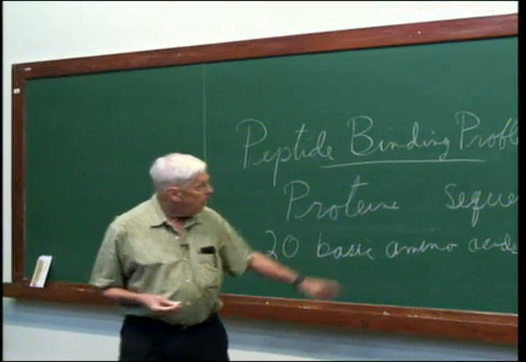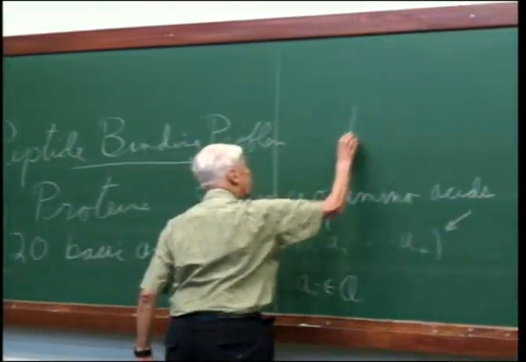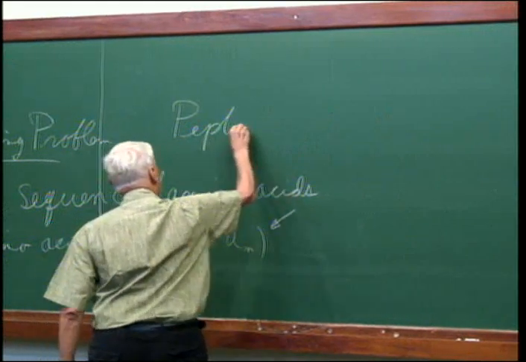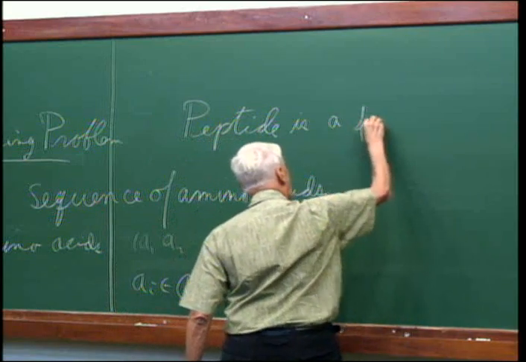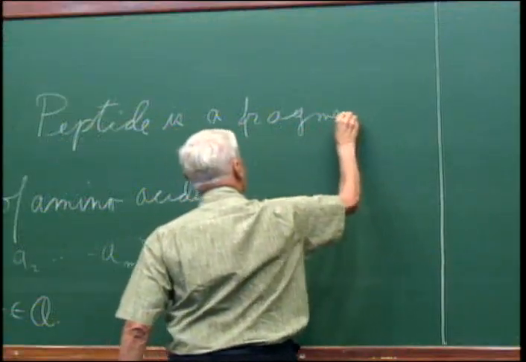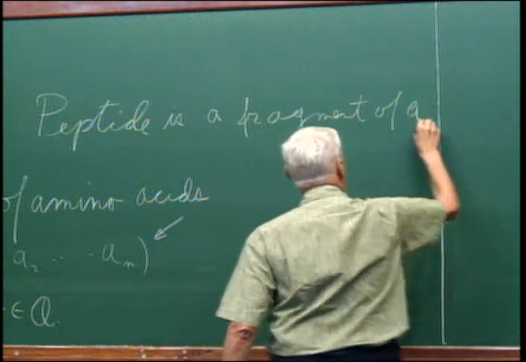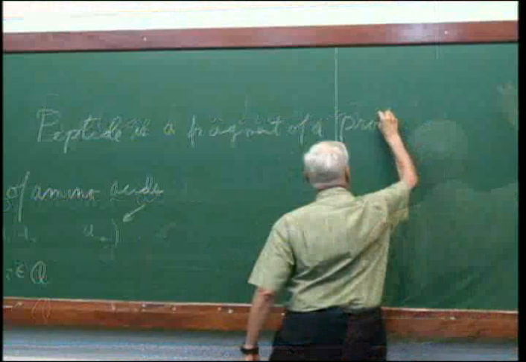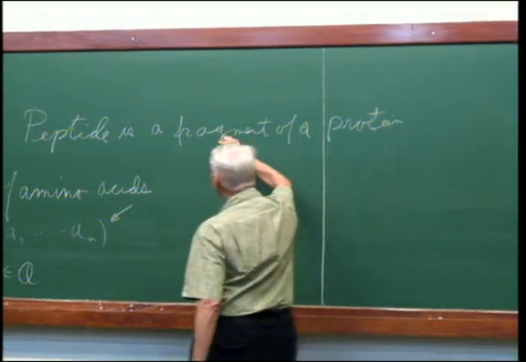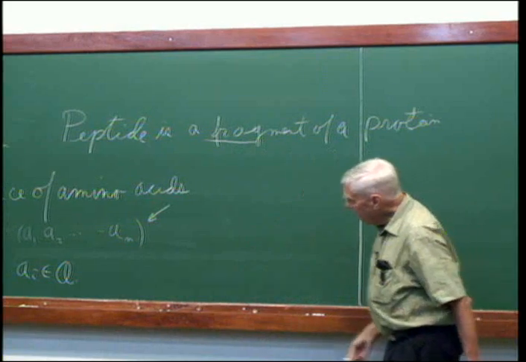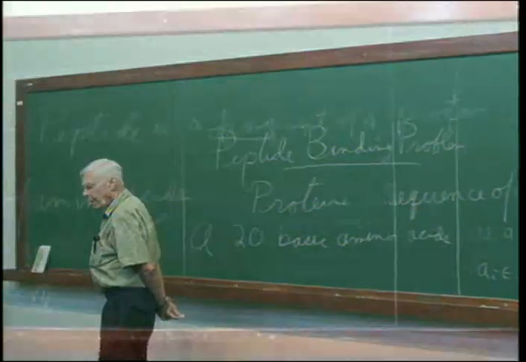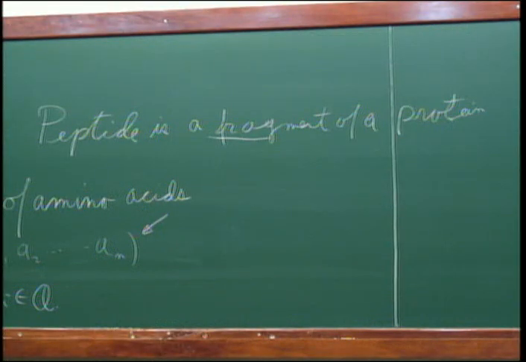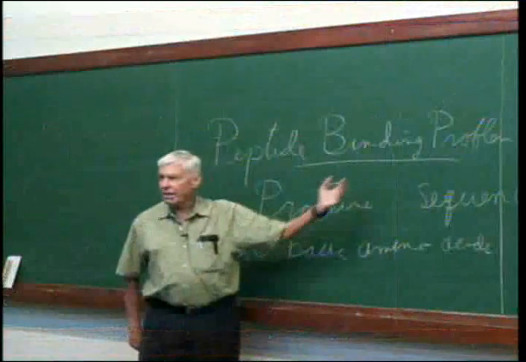Okay, a peptide, biologically defined, is a fragment of a protein. That's the definition. So it can be expressed as a small amino acid chain. A fragment could be expressed by all the chains are in length, typically for purposes of this peptide binding problem, around 15, length of 15.